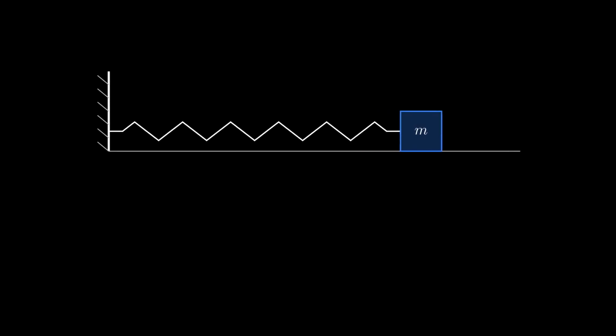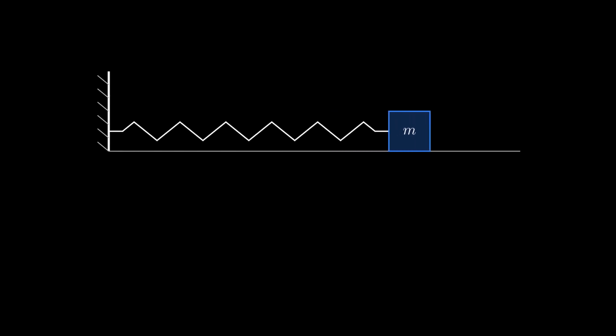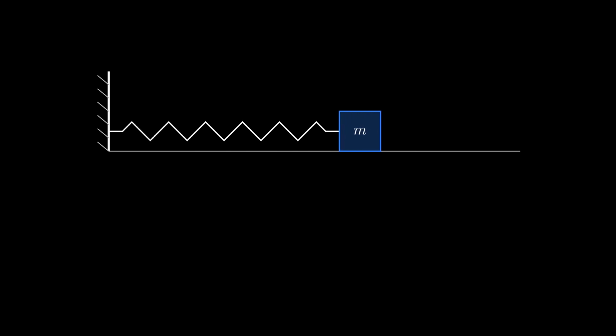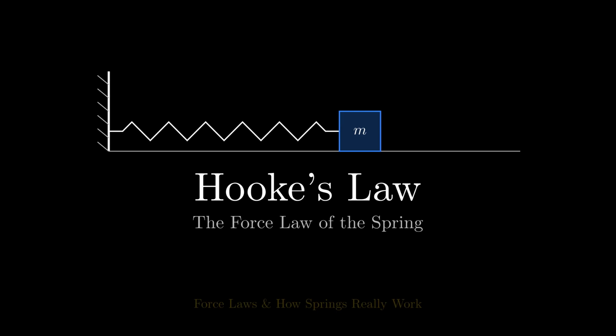Grab a spring and pull. It pulls back. Pull harder and it fights you harder. The resistance grows in exact step with how far you stretch it. Hidden inside that everyday feeling is one of the most powerful ideas in physics, a force law. Today we uncover the force law of the spring, Hooke's law, and see how a handful of measurements becomes a rule that predicts the future.